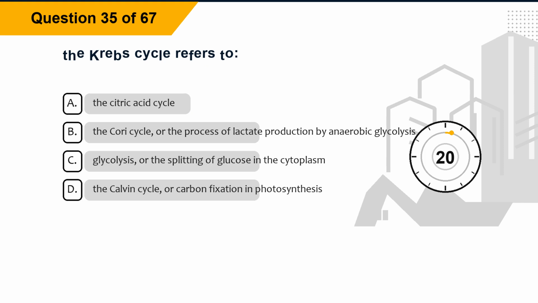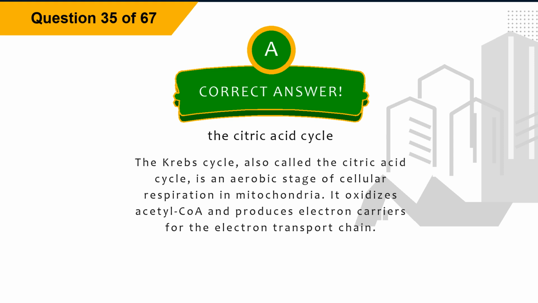Question 35. The Krebs cycle refers to? Option A, the citric acid cycle. Option B, the Cori cycle, or the process of lactate production by anaerobic glycolysis. Option C, glycolysis, or the splitting of glucose in the cytoplasm. Option D, the Calvin cycle, or carbon fixation and photosynthesis. The correct answer is option A, the citric acid cycle.